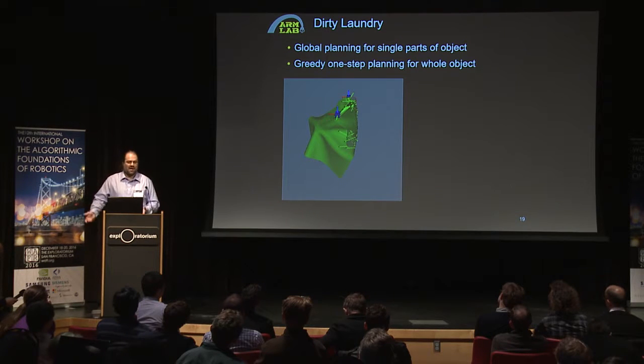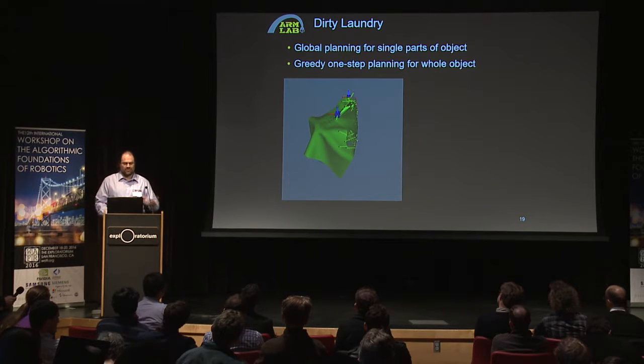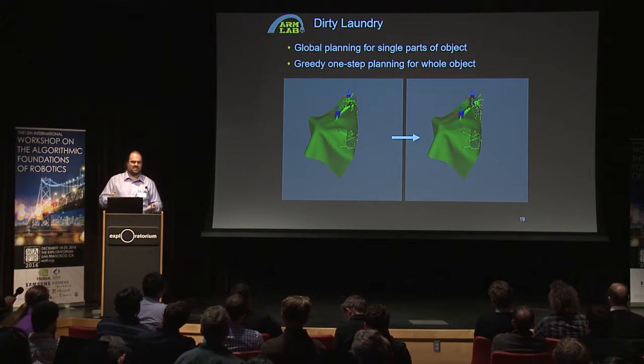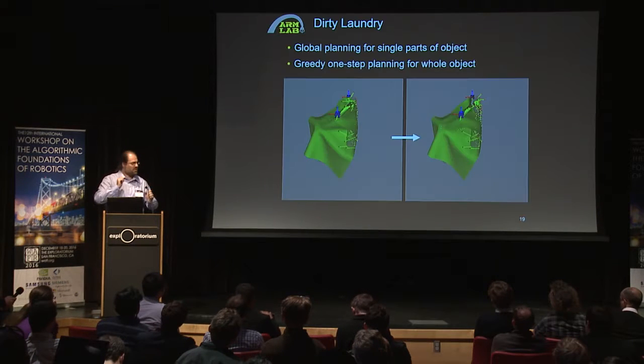So dirty laundry. Our method is doing global planning for single parts of the object and greedy one-step planning for the whole object. What this can lead to is grippers on opposite sides of the object where we try and pull the cloth through the object and we fail at the task.